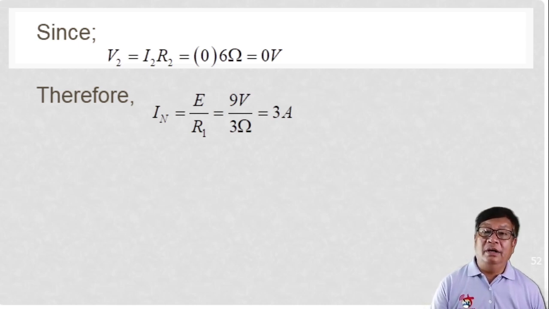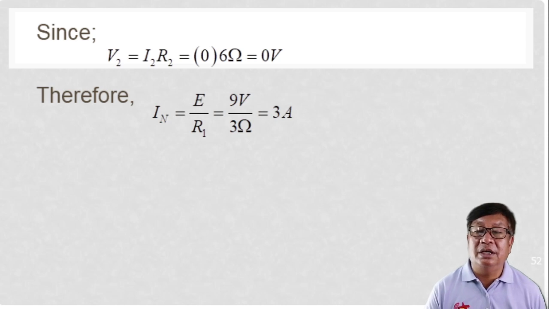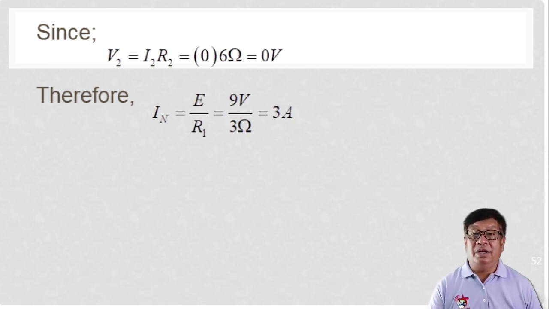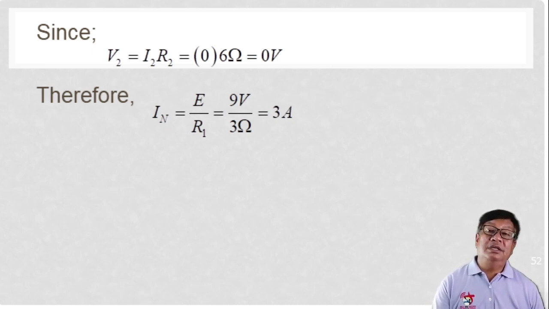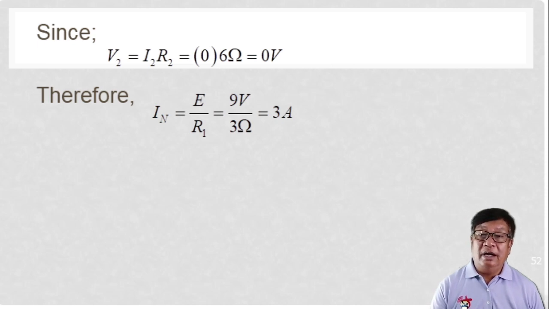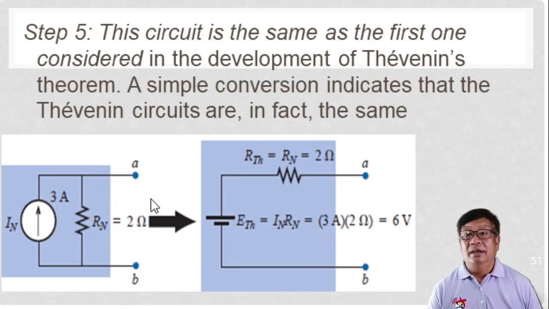Now, if it is 0 volts, then we can say that I sub N is equal to the voltage divided by the resistance of resistor 1. So we have the voltage of 9 volts divided by the resistance of R sub 1, which is equal to 3 ohms, then it will result in I sub N equal to 3 amperes. Okay.